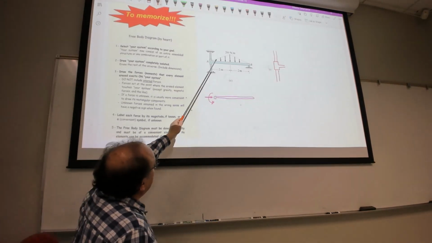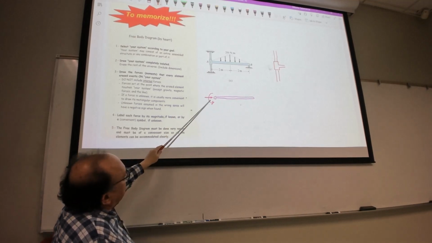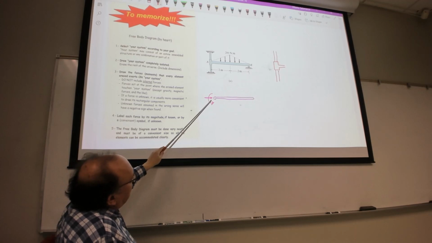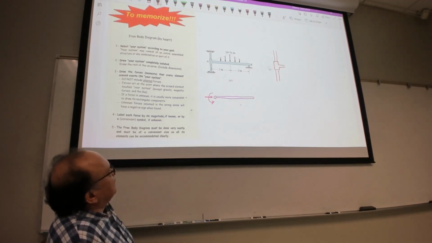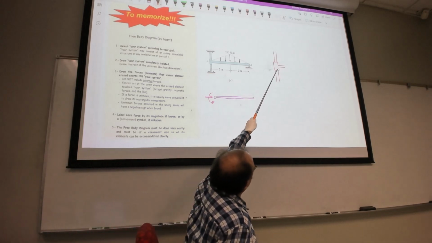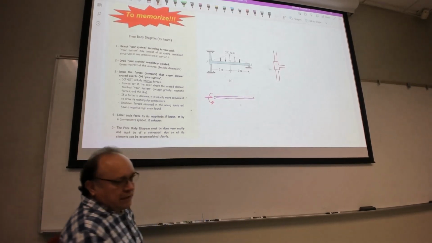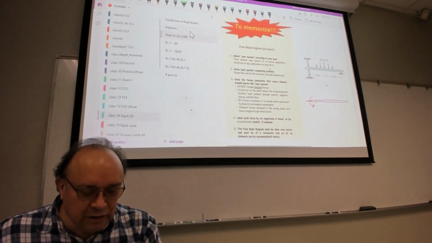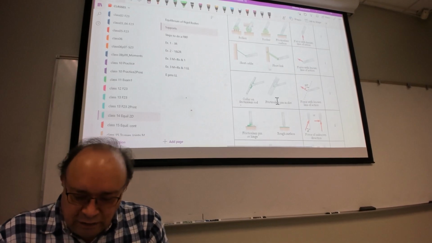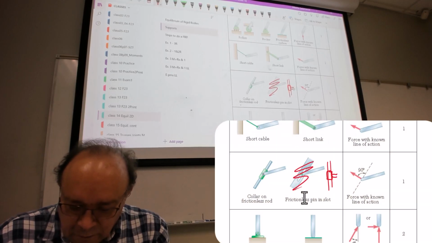So this kind of support will be replaced by these two forces. Well, actually a moment and a force. We say forces in general. So that kind of support has to be replaced by this kind of, so we should add it here, right? We should add it here. Instead of putting this, we should put this kind of, right?